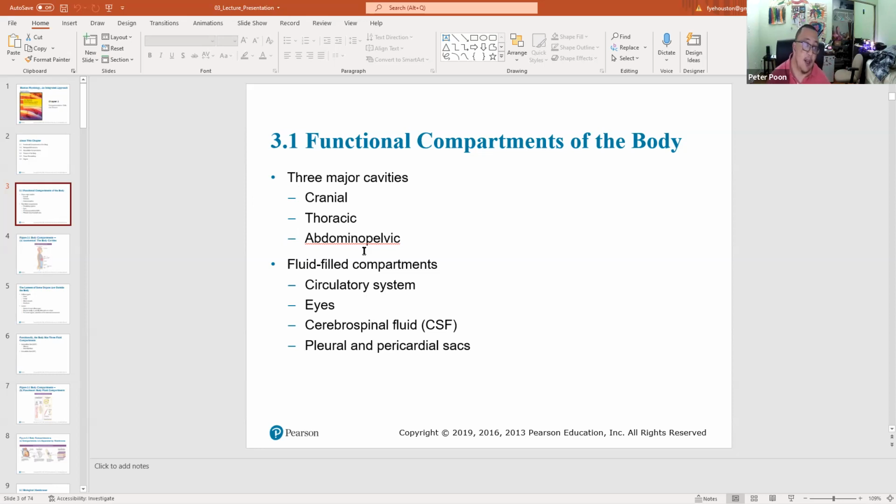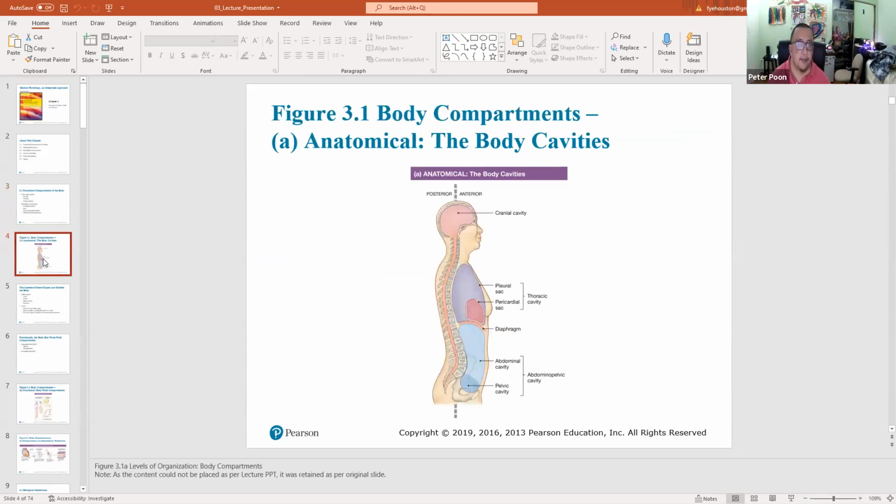Then you have different fluid compartments: the circulatory system, the eyes, the cerebrospinal fluid, and then the pleural and pericardial sacs. So there's body cavities.